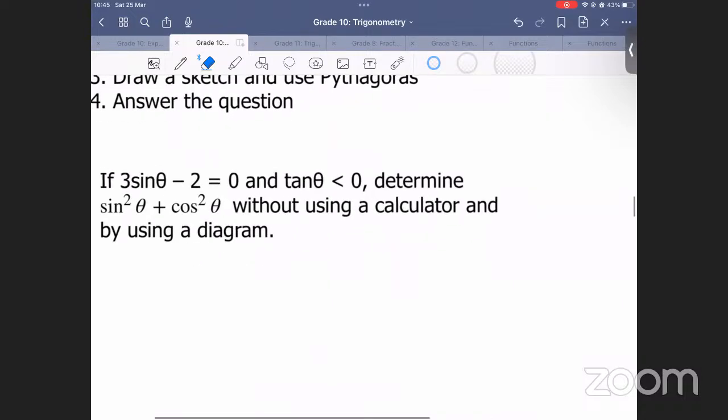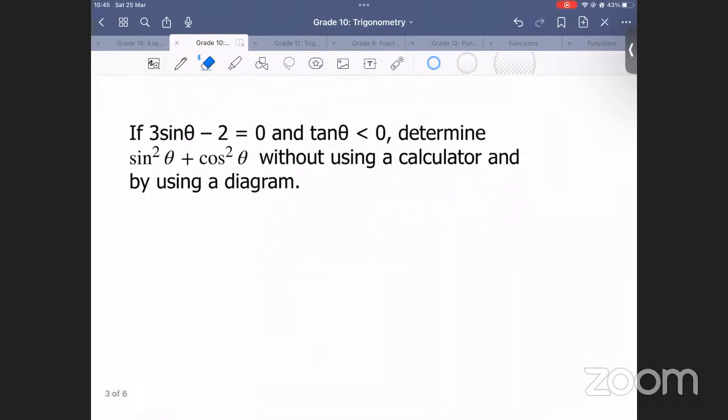It says: if 3 sine theta minus 2 is equal to 0 and tangent theta is less than 0, determine the value of sine squared theta plus cos squared theta without using a calculator but with the aid of a diagram. Now, some of you have lost me in the first sentence, but fear not, we shall understand it. Let's break it down step by step and answer the question.